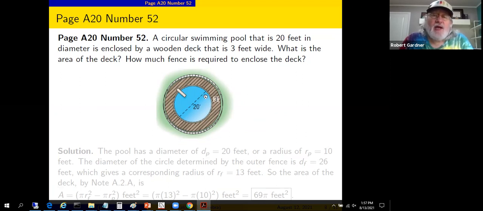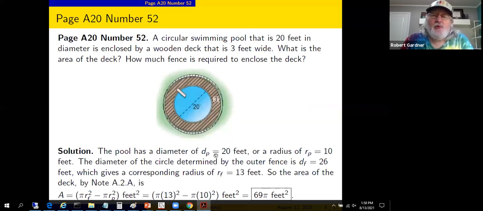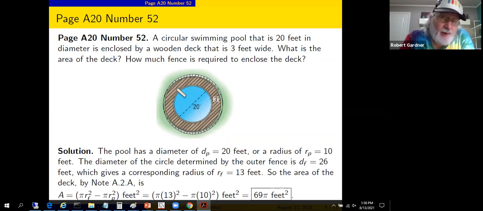Okay, diameter of the round pool, 20 feet, got 3 feet of decking on this side and 3 feet on that side. I want to think in terms of diameters and radii of circles. Diameter of the pool, d sub p, is 20 feet. Most of our formulas involve radii, so let's look at the radius of the pool. Let's call it r sub p, p for pool. Radius of the pool then is 10 feet, to keep up with those units if they give them to you.